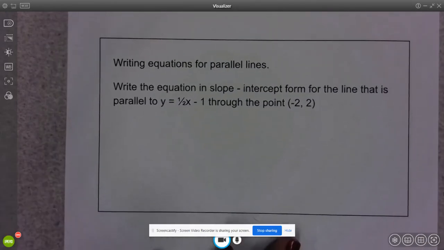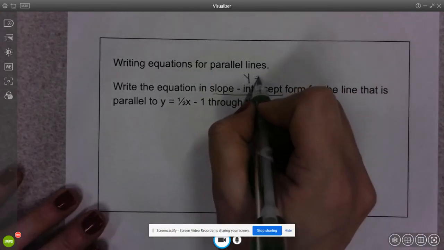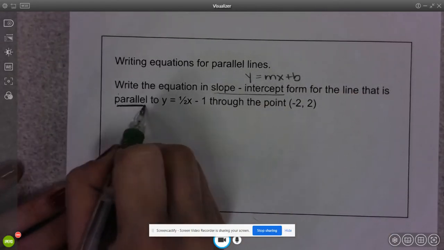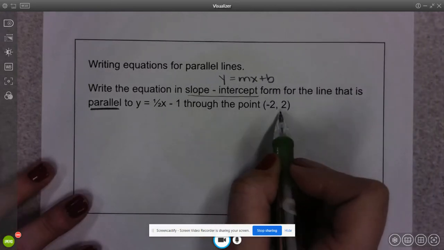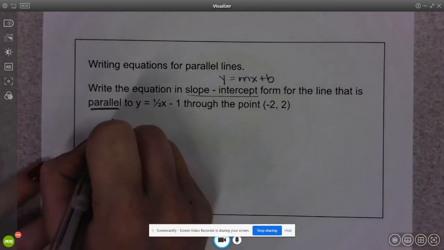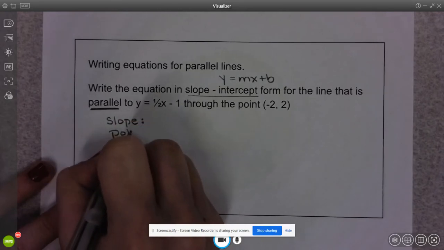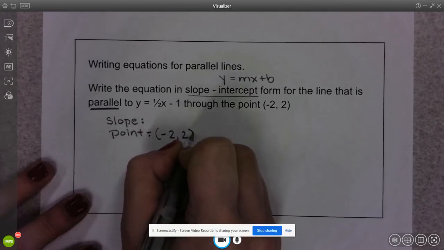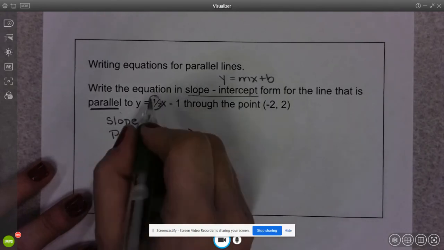All right, now we're going to actually practice writing some equations. So they want it in slope-intercept form. So I know this needs to look like y equals mx plus b. And it's going to be parallel to this line here and go through the point negative 2, 2. So that tells me that I'm going to start with point slope form. So our point is negative 2, 2. And our slope, since we're parallel, has to be the same. So it's going to be 1/2.